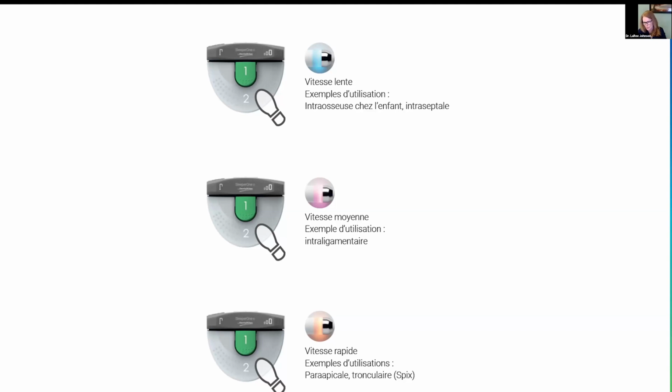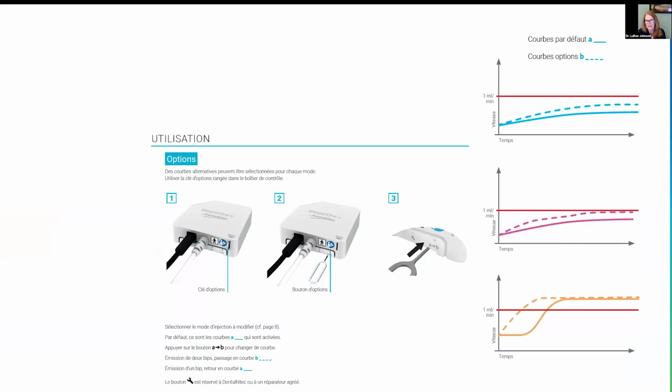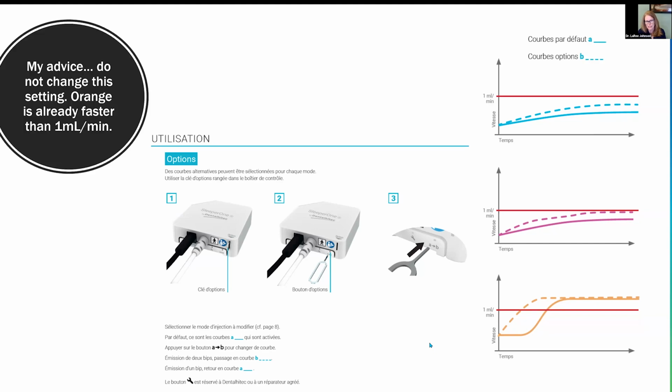But if you do a quick tap, it retracts the plunger. If you tap or press and hold, it aspirates, so you know you don't have an aspiration. So again, blue is for intraosseous with this device, pink is intraligamental and palatal, and orange is infiltration and inferior alveolar nerve block. And again, must be on orange. So important to know this. The inner pedal is only for that first step. And there is a little setting thing in the back. Just don't touch it. It doesn't need to be touched. It speeds things up and it's just unnecessary.